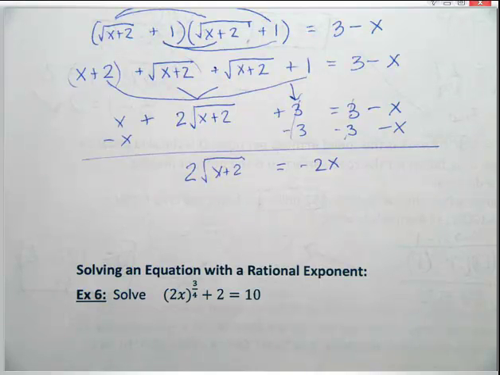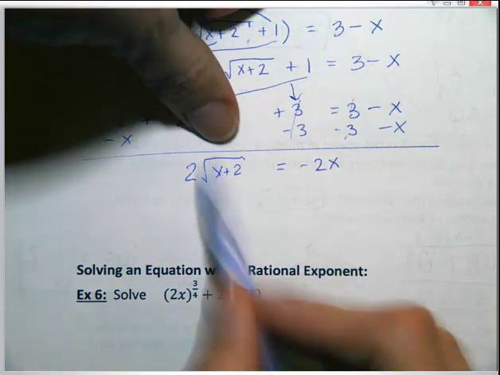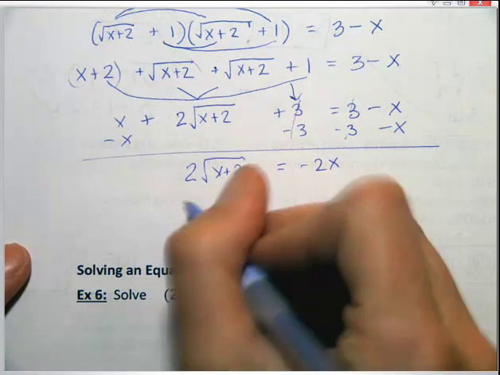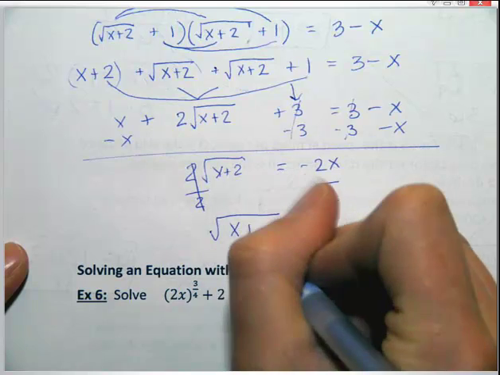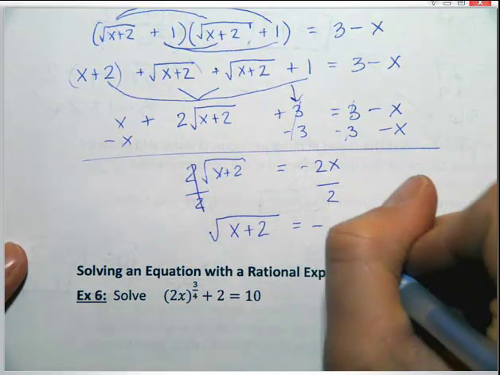Cameron? Actually, let's divide both sides by positive 2. We're trying to get the radical alone. So divide both sides by 2. So we get the square root of x plus 2 is equal to negative 1x.